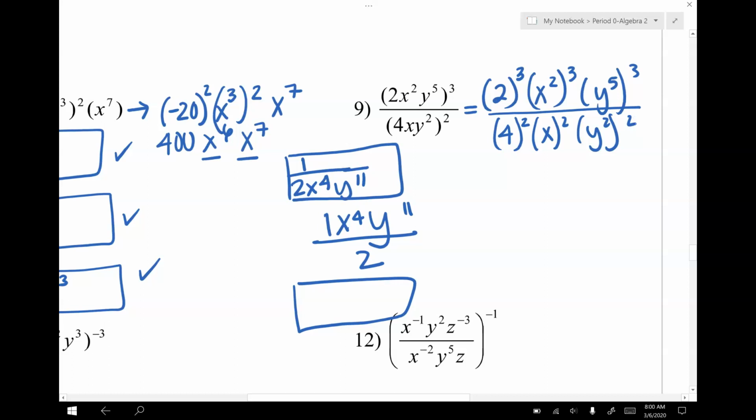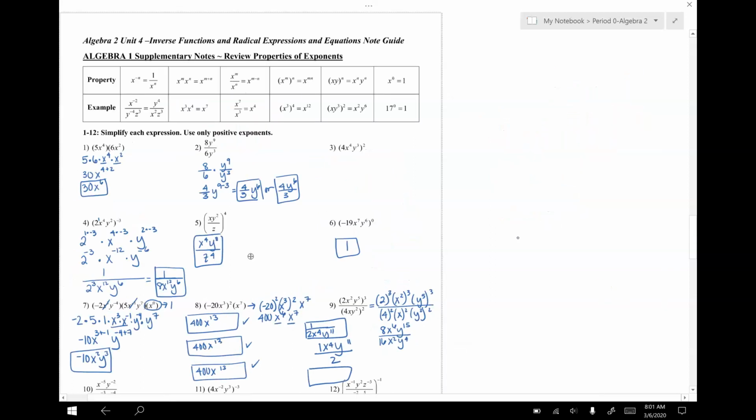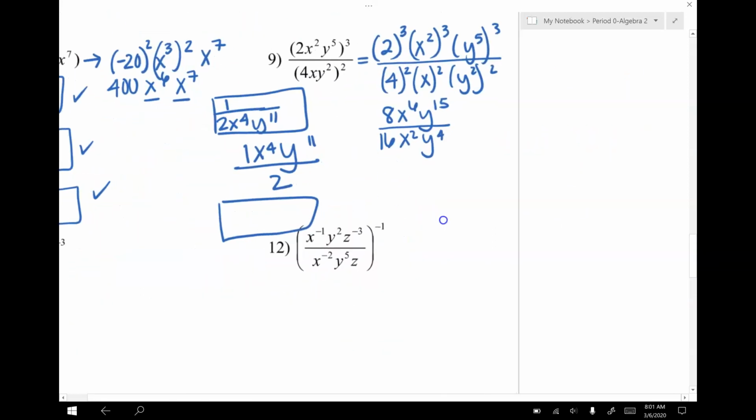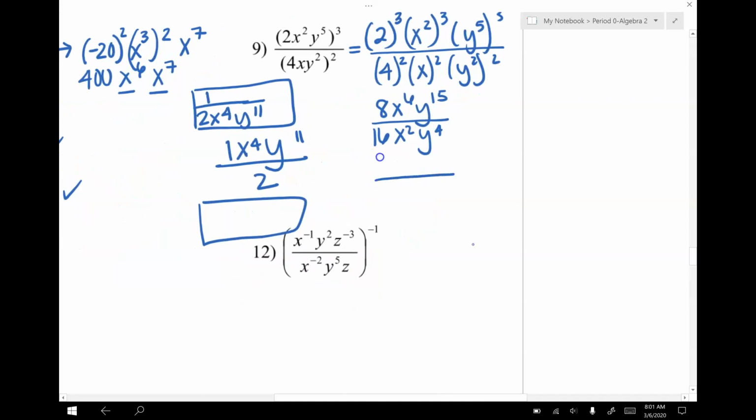2 to the 3rd is what? 8. So that's 8. X squared to the 3rd is x to the 6. Y 5th to the 3rd would be y to the 15. 4 squared would be what? 16. X to the 1 power to the square is x squared. Y squared to the square, y to the 4th. Can I box that up? No, let's reduce. 8 over 16 will give us what? 1/2. So 1 over 2. Would you agree?